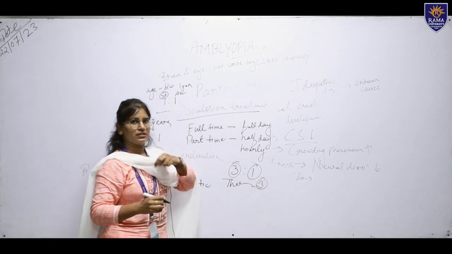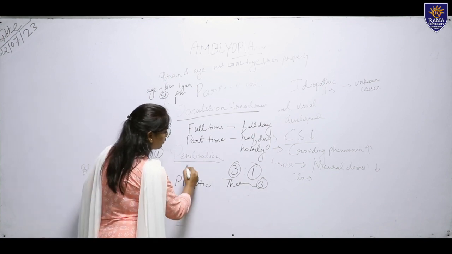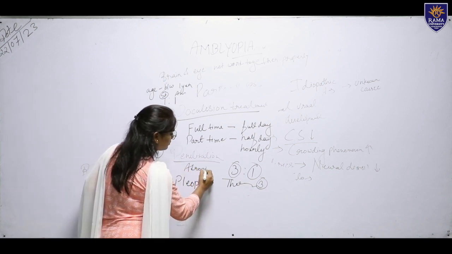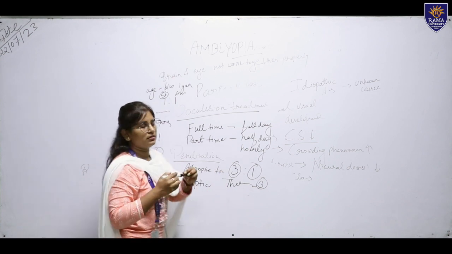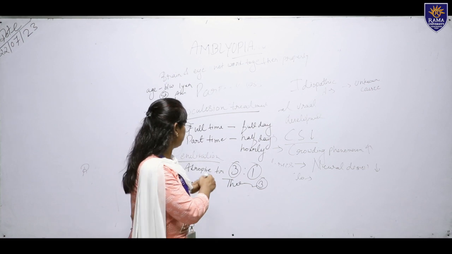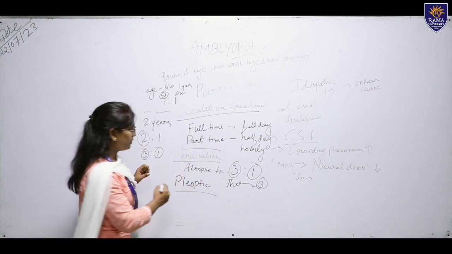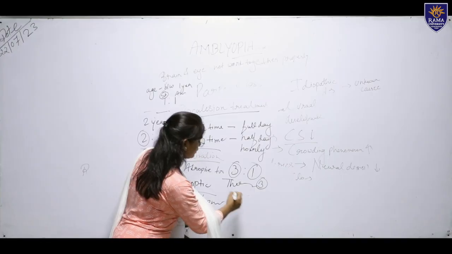Now the second type, penalization treatment. Penalization means atropine treatment. This type of treatment is a pharmacological manipulation. And the third type is pleoptics treatment. Pleoptics treatment is not so useful.